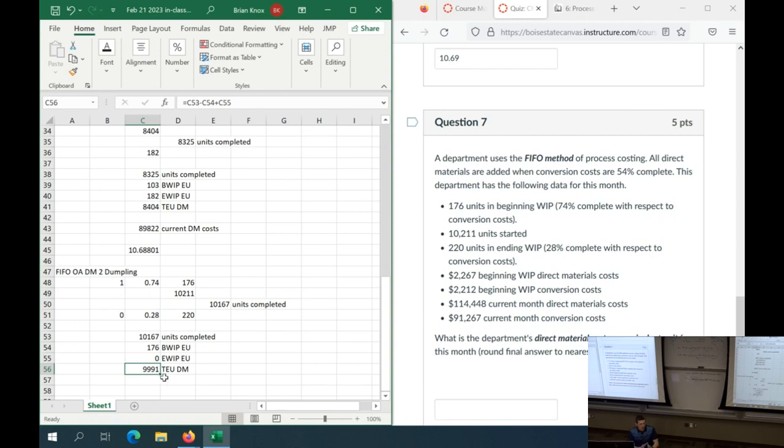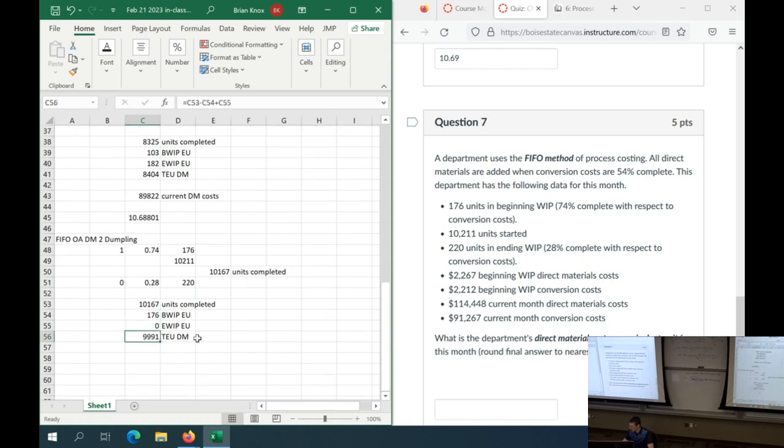Because we don't have 100% ending WIP and 100% beginning WIP percent completes, we don't have that TEU equals units started. Don't think, shortcut, I'm going to use it every time. You will get a lot of questions wrong that way. It's just that one narrow case in which it applies. It wouldn't work in this case. All right, so there's our TEU with respect to direct materials.